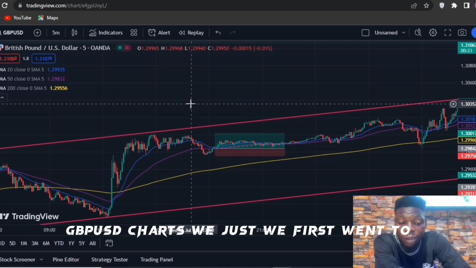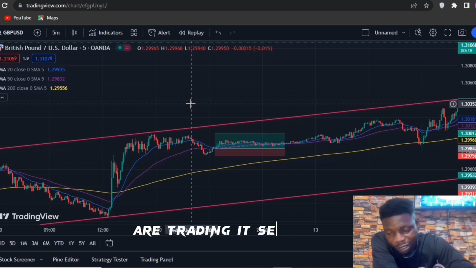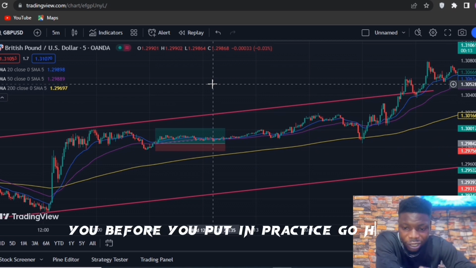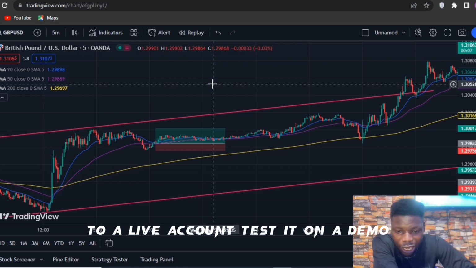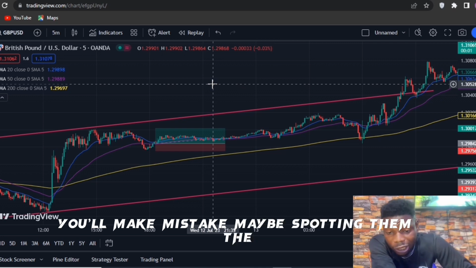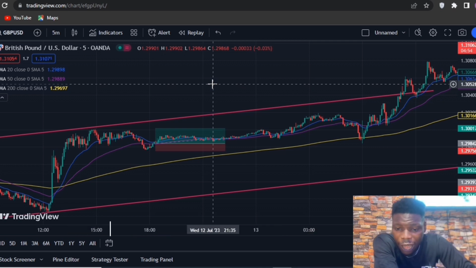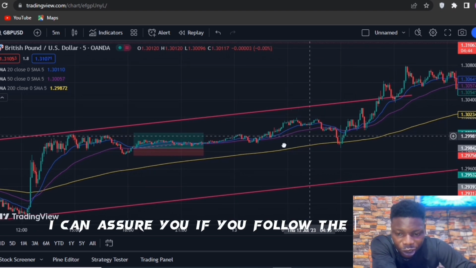We first went to the 1 hour time frame. Then we spotted the trend. Then we are trading it. This is just it, guys. So this is very effective. But before you put it into practice, go home. Before you put it on a live account, test it on a demo account, because there's no way you won't make mistakes, maybe spotting the crossovers and something like that. But just watch the video over and over and make sure you are perfect in it, and always put it into practice. So over time, this video will do some wonders for you guys. I can assure you, if you follow the criteria as well.